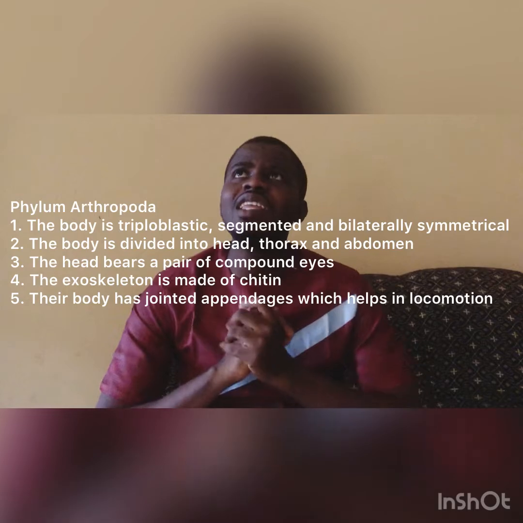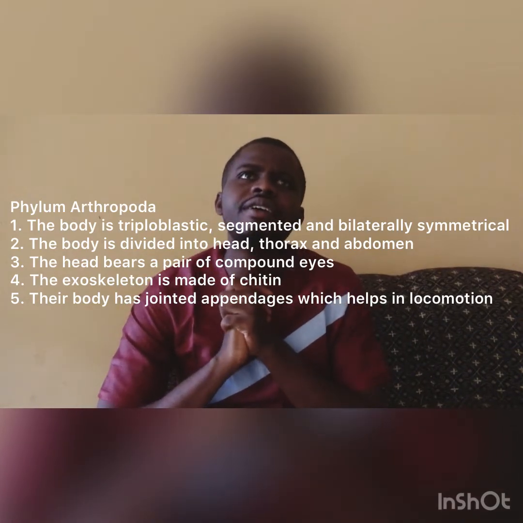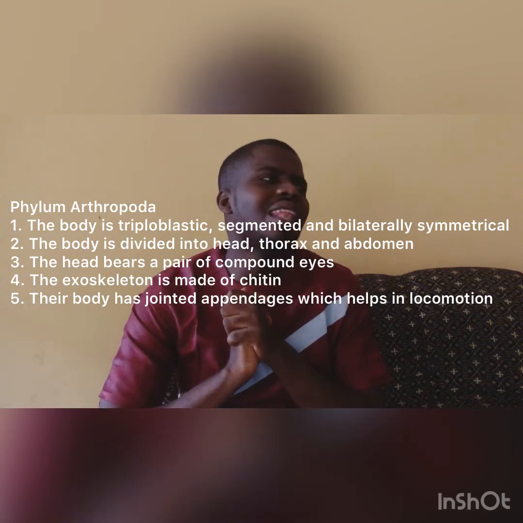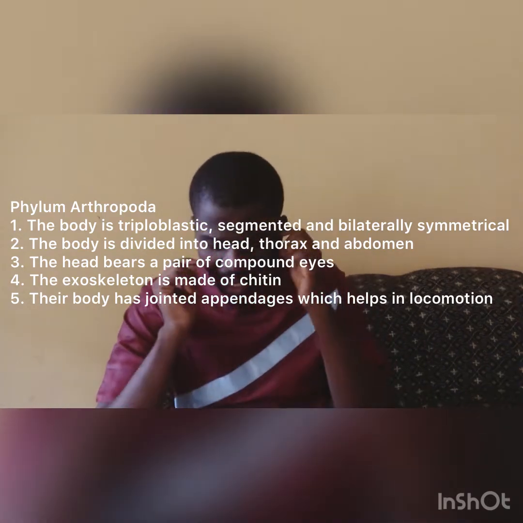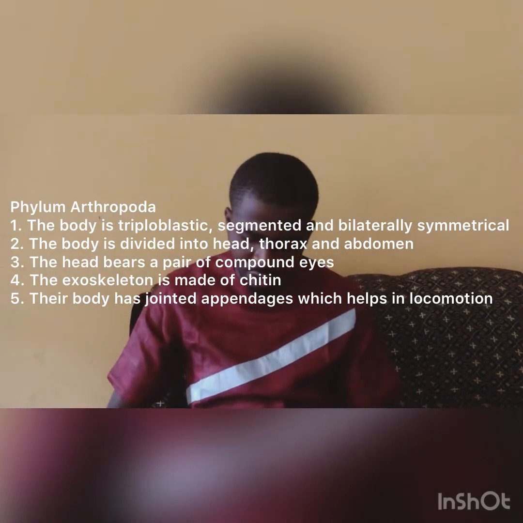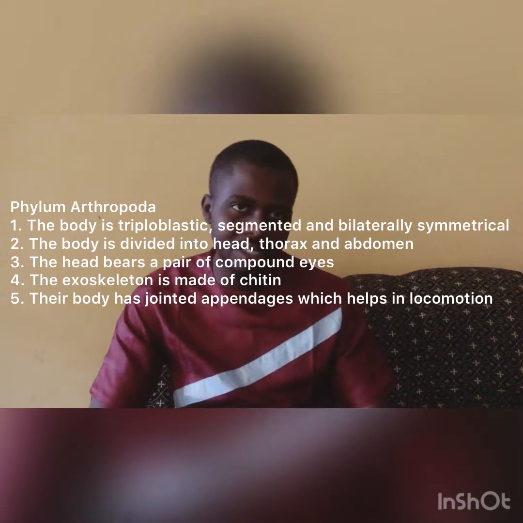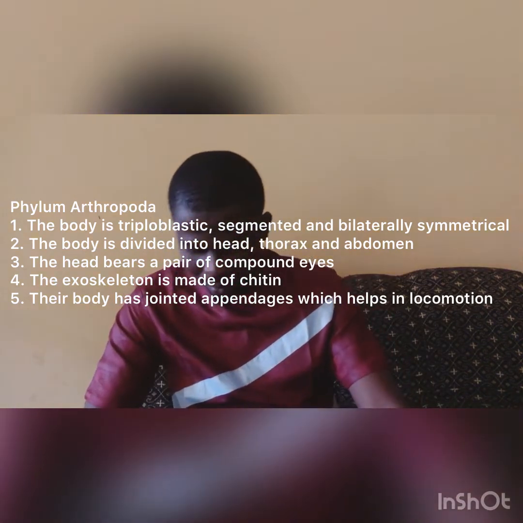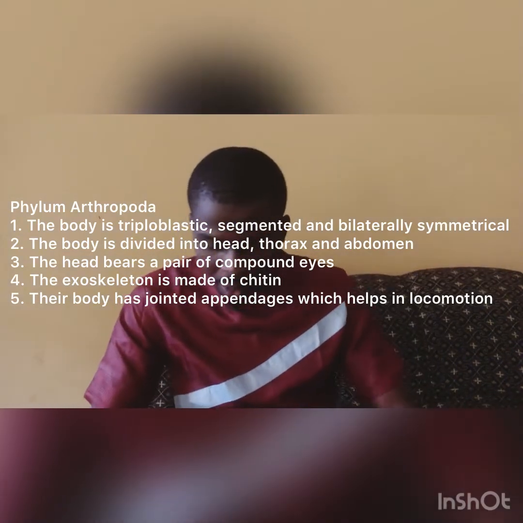Then the fifth phylum that I will be discussing is the phylum Arthropoda. There's something about this phylum: it is the largest of the kingdom Animalia. The first thing about Arthropoda is their body is triploblastic. You should know the meaning of triploblastic by now. Segmented and bilaterally symmetrical.